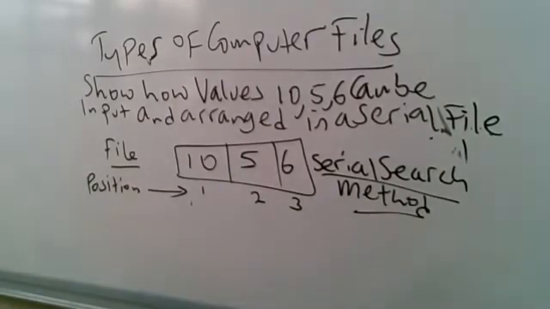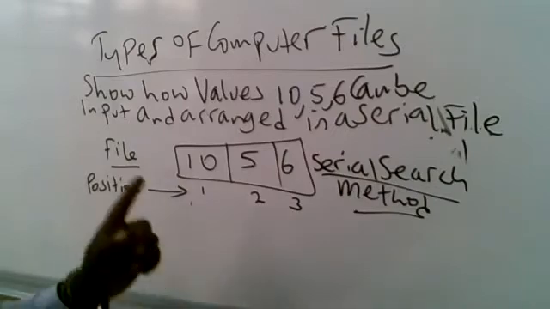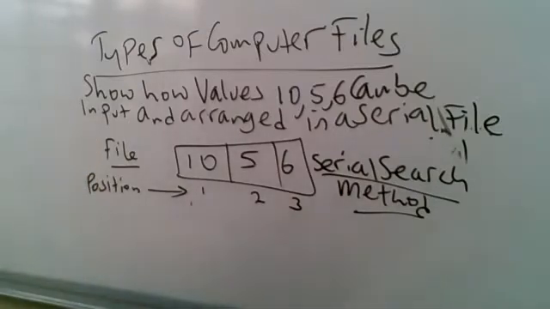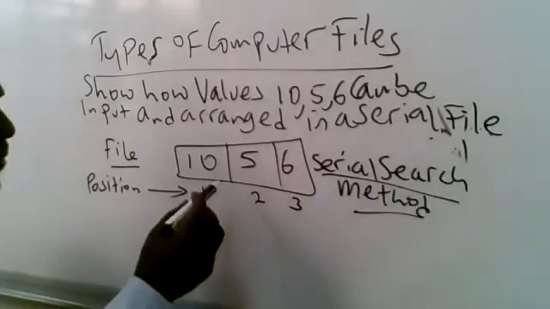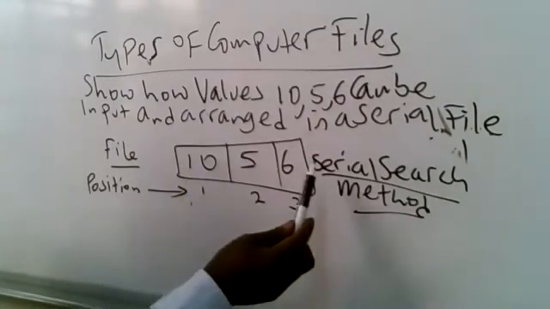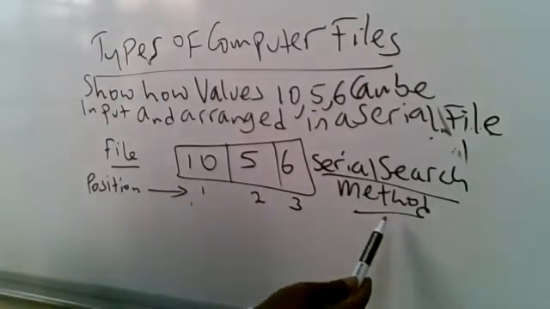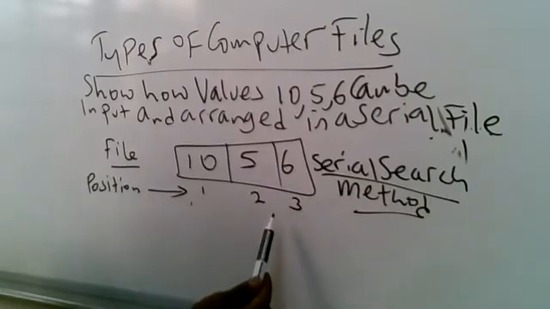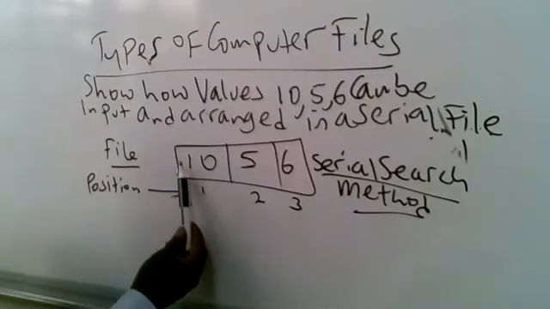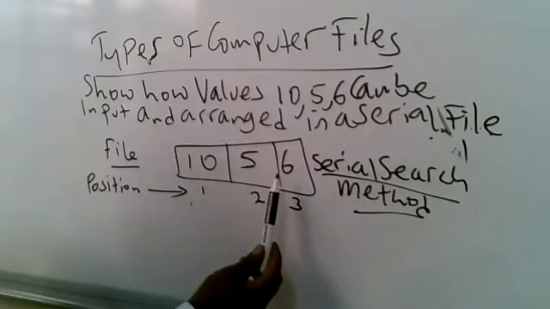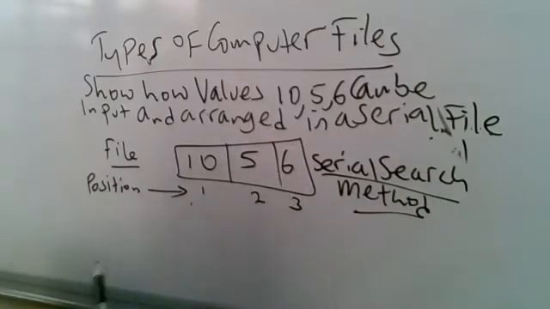Now, how are values deleted from a serial file? In order to delete a value from a serial file, the following steps are performed. For example, let's assume we want to delete 6 from this serial file. At first, the computer will use the serial search method to find 6. What does that mean? It will search all the values from the beginning to find the position where 6 is.